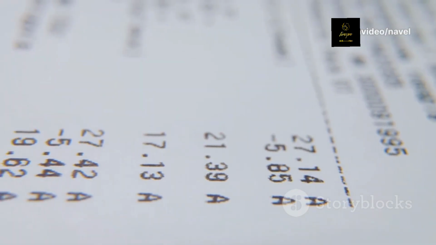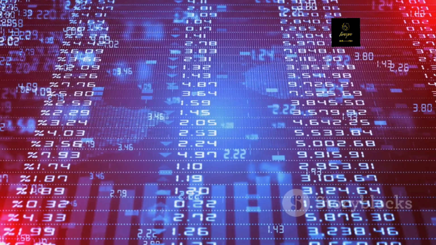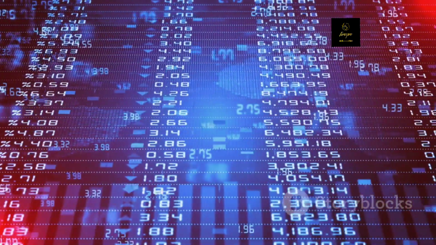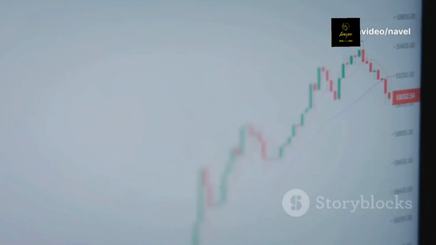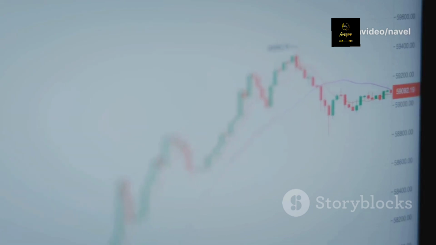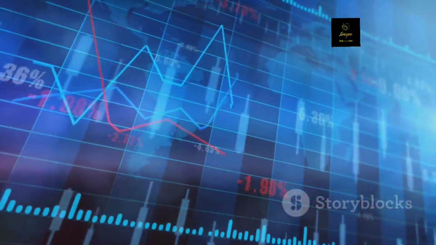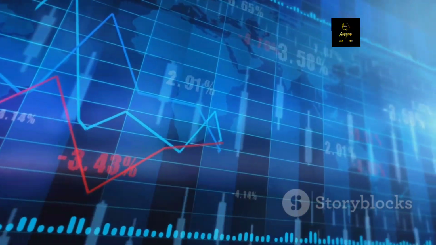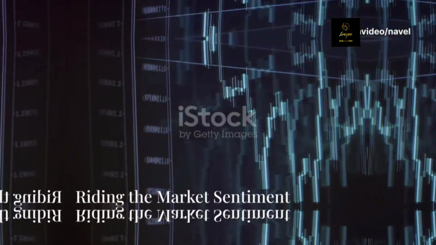Think of the spread as the cost of trading. It's how brokers make their money. Spreads can vary depending on the currency pair, the broker, and market conditions. Generally, more liquid currency pairs have tighter spreads, while less liquid pairs have wider spreads. Understanding the bid-ask spread is essential for calculating your trading costs and determining your potential profit targets.